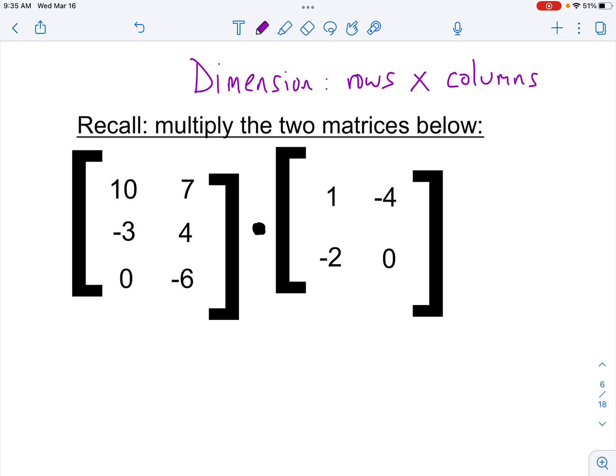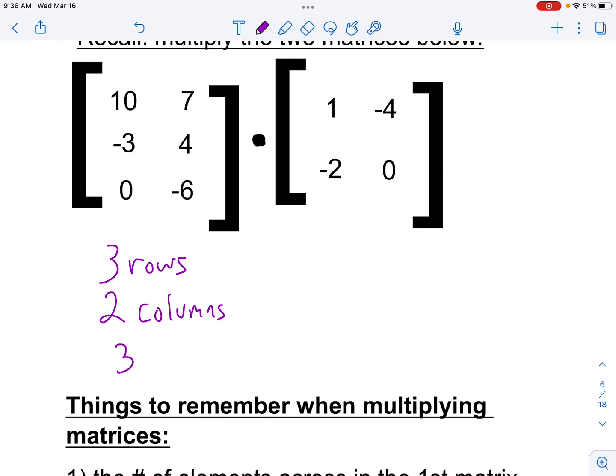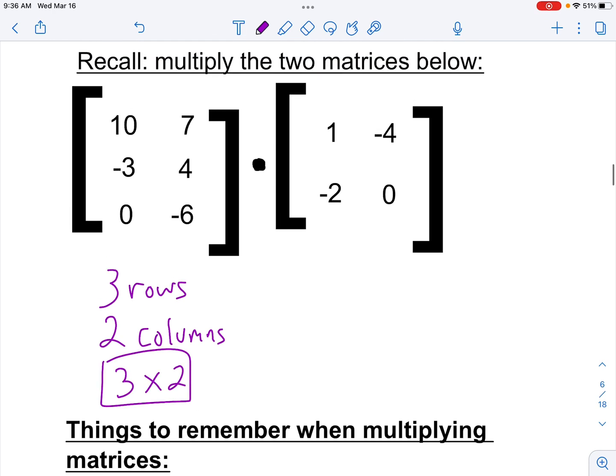So this first matrix over here has 3 rows and 2 columns. So this matrix is said to be a 3 by 2. This one has 2 rows, 2 columns, so this one's a 2 by 2.